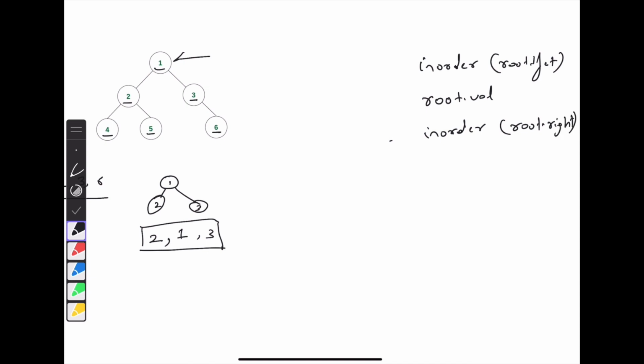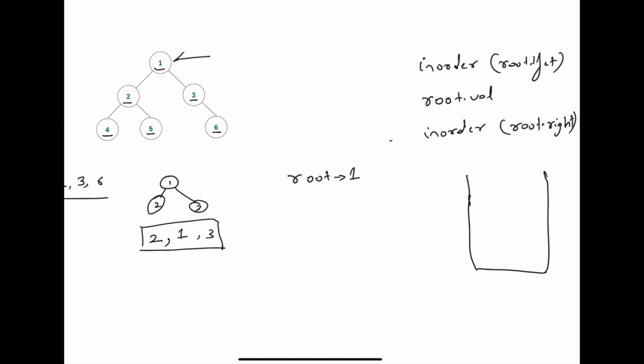So let's see. First we will be starting from the root node 1. So our root currently contains 1. And as we know, recursion keeps a stack of the visited nodes. So 1 is there. Now we will be visiting from 1 to the left child of it. And here also we have a base condition: if root equal to null, then we have to return.